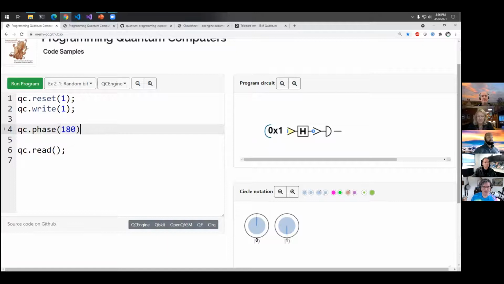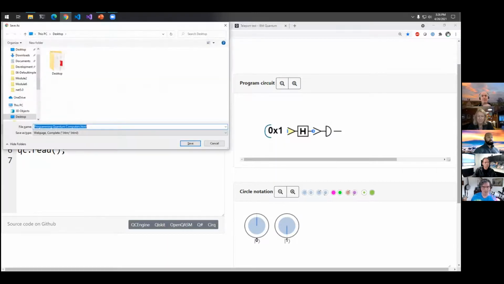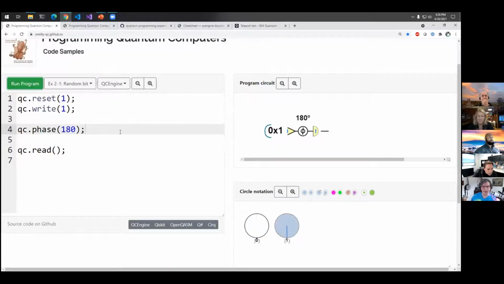So in the world of the QC engine, the phase takes degrees as a parameter. So if I say phase 180, it's going to do 180 degrees. Let me click before it. If we look at the circle notation, we can see we've got the line going straight up and down now. And then if I do a phase 180, now it's flipped around and it's pointing in the other direction.